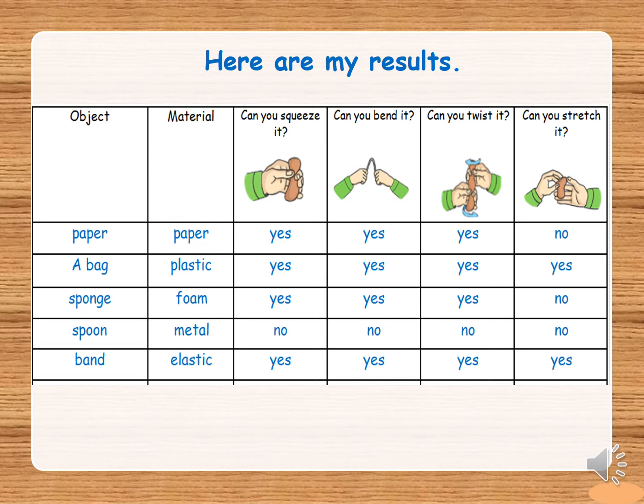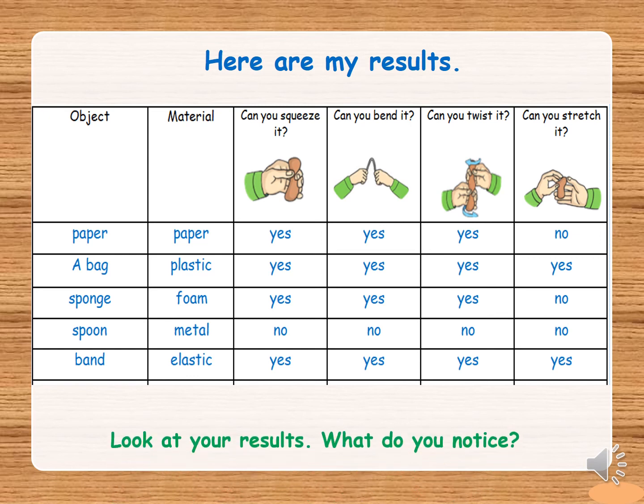The foam sponge, I was able to squeeze it, bend it, and twist it, but I wasn't able to stretch it. When I tried to stretch it, it just broke and it split in two. The spoon that was made out of metal, I wasn't able to do anything to it. I couldn't squeeze it, I couldn't bend it, I couldn't twist it, and I couldn't stretch it. It wouldn't move, it wouldn't budge. But the elastic band that I had, I was able to squeeze it, bend it, twist it, and I absolutely was able to stretch it.